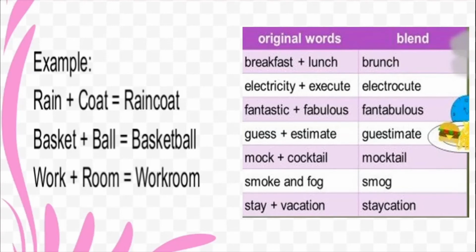Breakfast and lunch we already saw. We blended to make brunch. Electricity plus execute, we combine it to make electrocute. Fantastic and fabulous becomes fantabulous. Guess plus estimate becomes guesstimate. Mock plus cocktail becomes mocktail. Smoke and fog we already saw, it is called smog. And stay plus vacation becomes staycation.